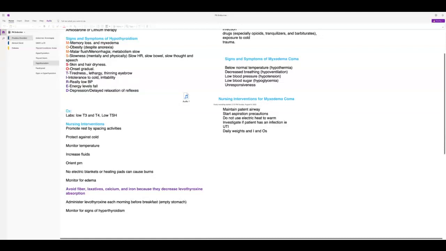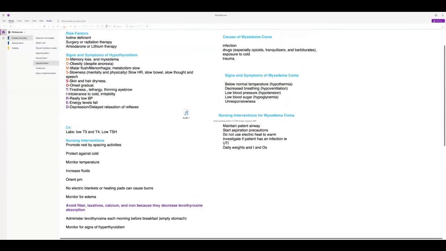Avoid fiber, laxatives, calcium, and iron because they decrease levothyroxine absorption, which is the medication they would take. So remember, you want to give that each morning before breakfast. And monitor for signs of hyperthyroidism for anybody that's on levothyroxine.